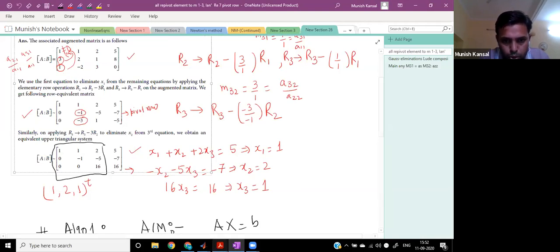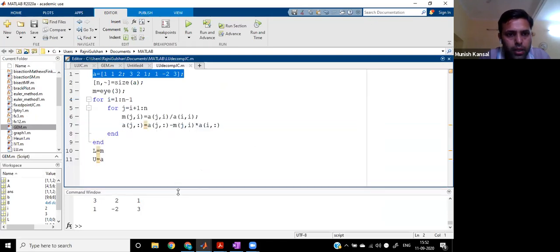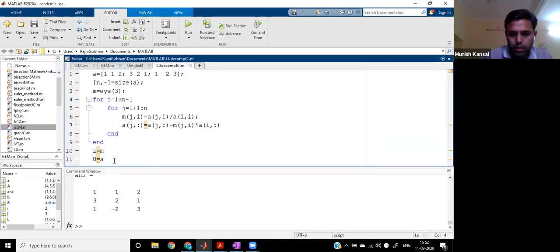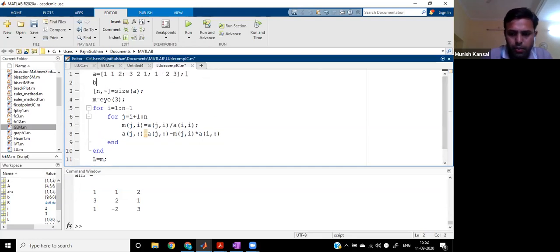So let me go to the command window again. Now I will write down a few more steps here so that we can find out the solution. So what I do, you first write down the B matrix. What is the B matrix? B is my 5 5 8. This is a column vector. That is why I have put semicolon 5 semicolon 8 semicolon 0. Otherwise it will not take a column vector, it will take a row vector, okay? So this is a column vector.